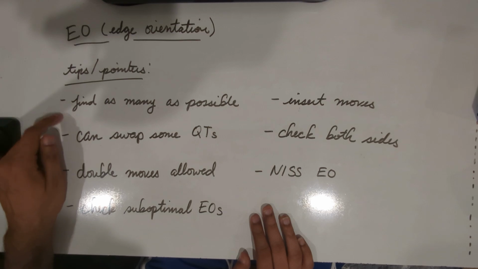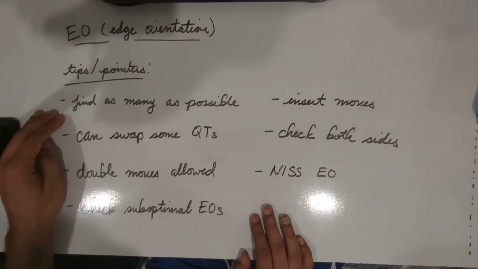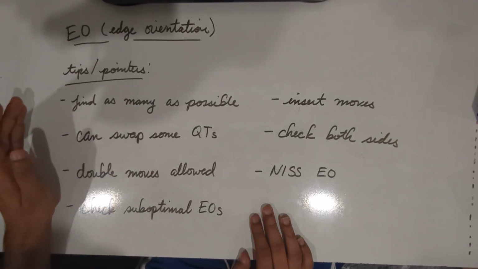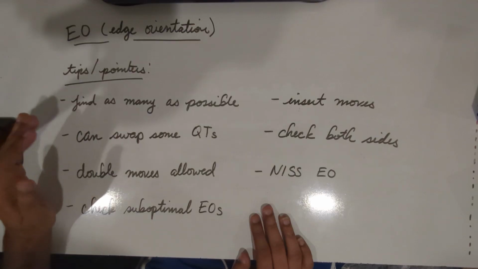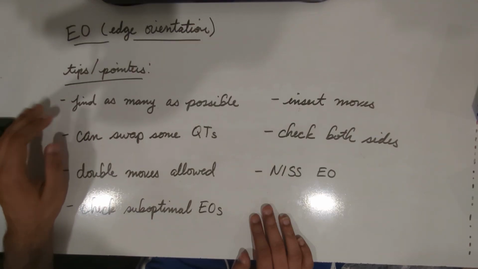You want to find as many EOs as possible. This is actually pretty different compared to using EO for ZZ or other speed solving methods. The reason why you want to is because each EO has the potential to give you a different case, some of which might be easier and some of which might be harder getting to DR. We're going to go over the ones that are going to be better and worse next week.